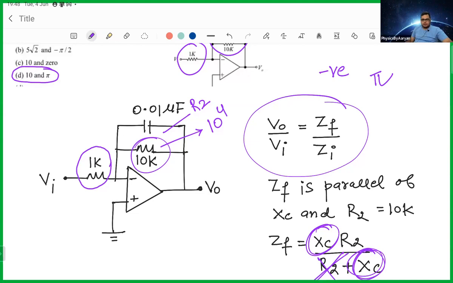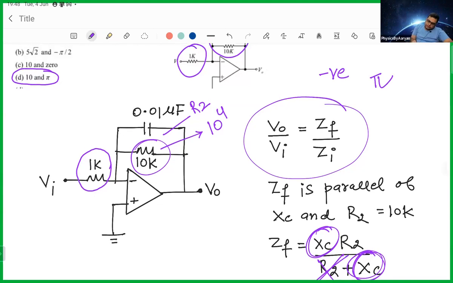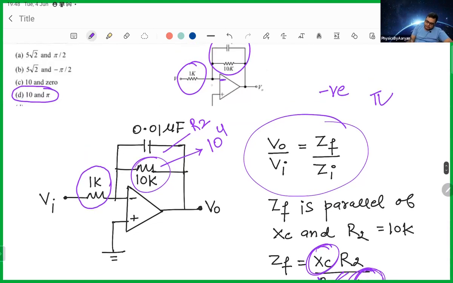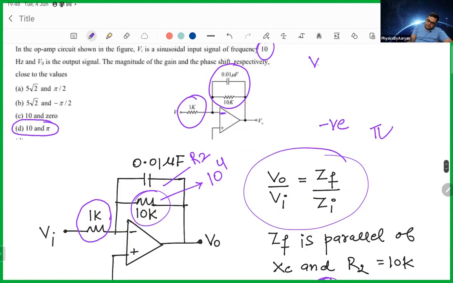Yeah, there is a formula. How is the phase difference pi? See, the negative sign is connected to the negative terminal. In the last lecture I said that the gain, V output by V input, is negative of Z feedback by Z input. Now Z feedback by Z input comes out to be 10. So the final answer is minus 10. So minus means pi. Why does minus mean pi?